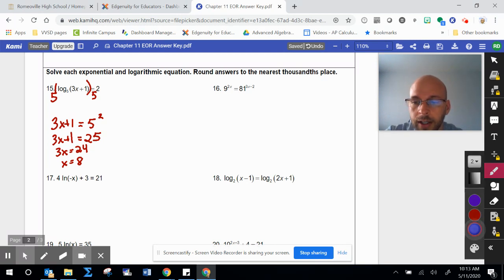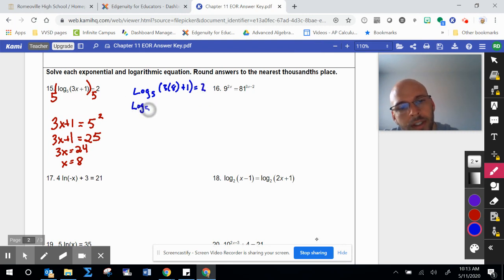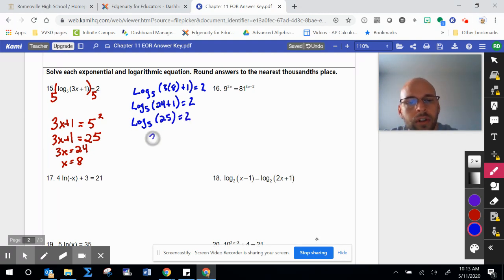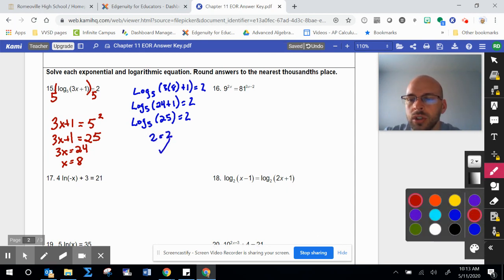Now, we should check for extraneous solutions here. Remember, we can't have any negatives in our log. So I would say log base 5 of 3 times 8 plus 1 is equal to 2. So I'm going to get the log base 5 of 24 plus 1 is equal to 2, and the log base 5 of 25 is equal to 2. If you did the log base 5 of 25 in your calculator, you would get 2. That does work, so I know that is the solution.